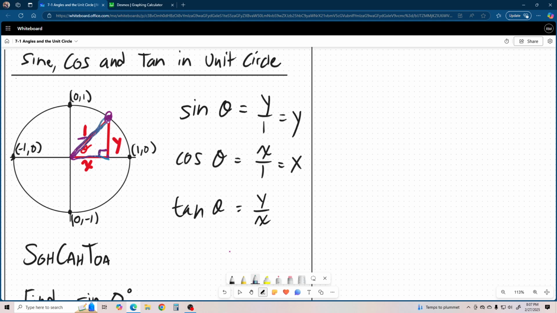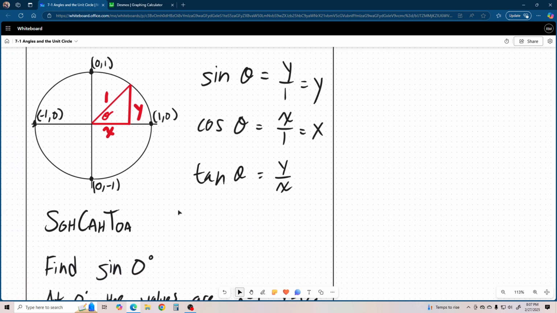Now, if I made this 45 degrees, then x and y would be the same. There's a bunch of rules with that. But essentially, y is our vertical distance, and x is our horizontal distance. Now, let's go back to a phrase we used in trig quite often, SOHCAHTOA. This tells us about our trig functions. Sine is opposite over hypotenuse, cosine is adjacent over hypotenuse, and tangent is opposite over adjacent.